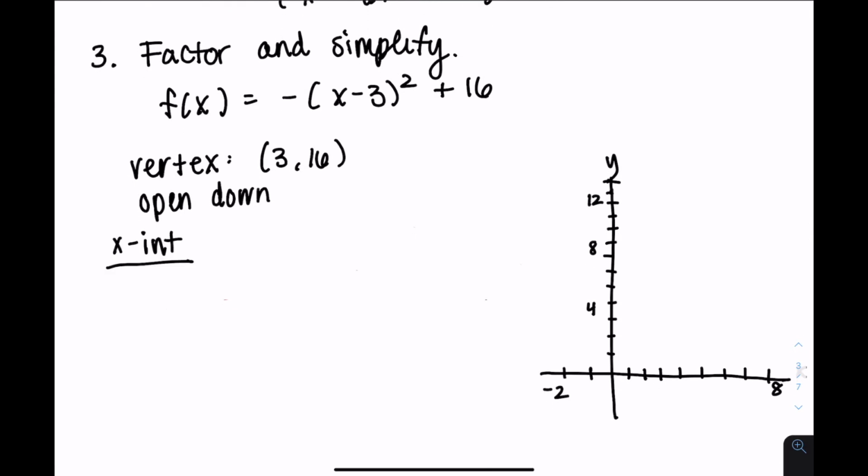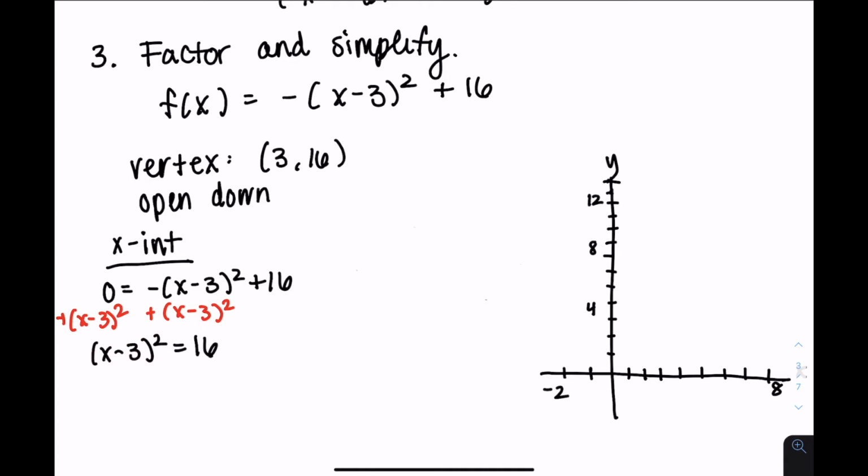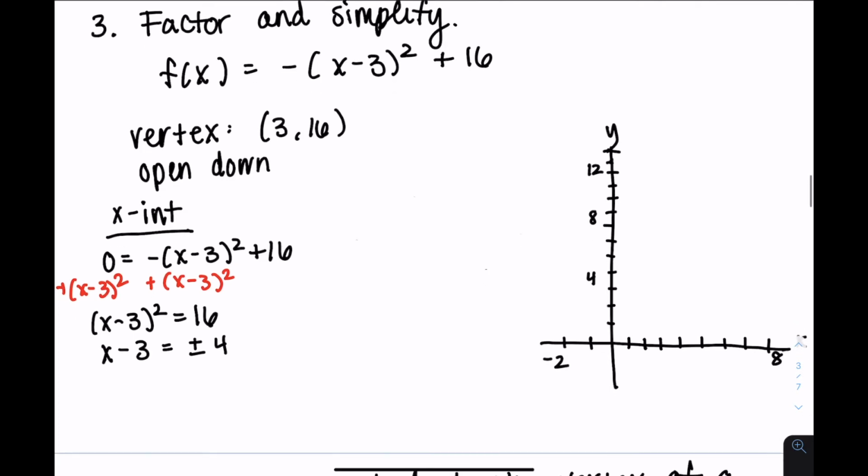So the x-intercept, you set this equal to 0. Let's go ahead and add this (x minus 3) squared over just to make things positive. So we get (x minus 3) squared is 16. If we take a square root, don't forget you get the plus or minus. So we get x minus 3 is plus or minus 4. So the x values of our x-intercepts are 3 plus 4 and 3 minus 4.